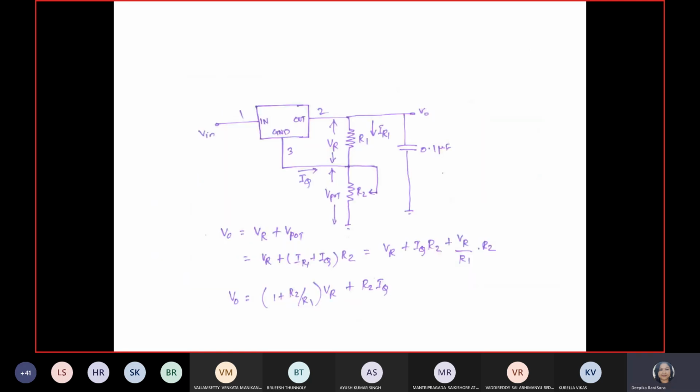Suppose another one is there, the same LM317. You can solve this equation like this. Here the equation for the V0 is given, where VR is the reference voltage, and V pot is the potentiometer voltage. So V0 is nothing but the voltage across this VR and this potentiometer voltage.